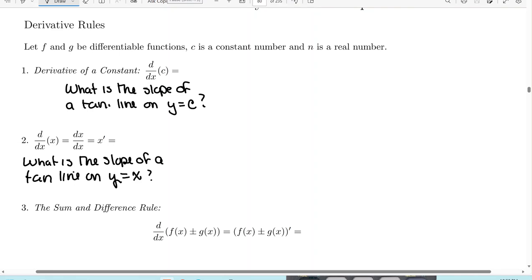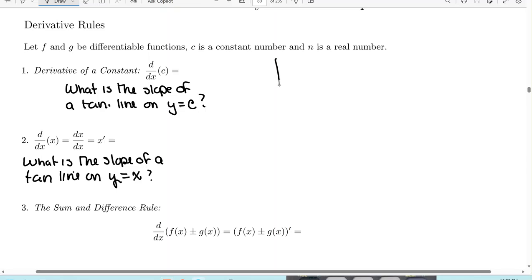In section 3.1, we learned some shortcuts to taking derivatives, and we'll go through why you can take these shortcuts here. So if f and g are differentiable functions and c is a constant number, like, I don't know, 3, and n is a real number, so pick your favorite real number, the derivative of a constant, all right, remember what the derivative means. It's the slope of a tangent line at some constant function y equals c.